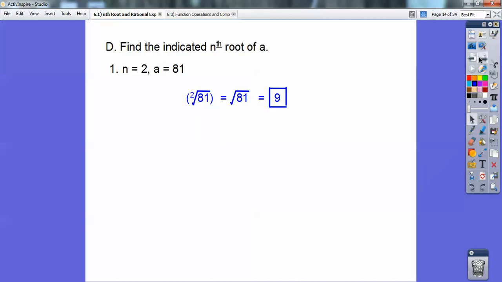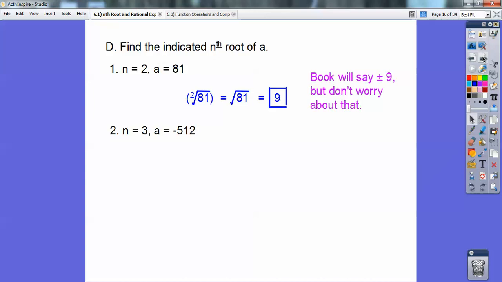Okay, so let's do it on this one here. Book's going to say plus or minus 9, you guys. I disagree with that, you guys. It's not plus or minus 9 unless it's like x squared equals 81, and then x could be plus or minus 9. So I'm disagreeing with the book right here. It would have to be an equation, x squared equals 81, so x would be plus or minus 9. So here, when you're just taking the square root of 81, it's just 9, you guys. There's no plus or minus about it. You'd have to have an equation involved right there.